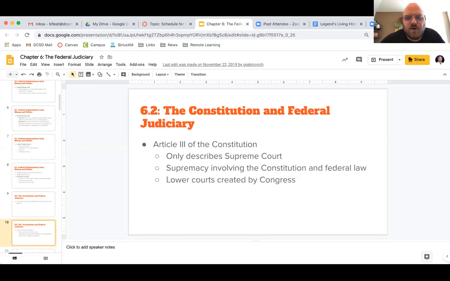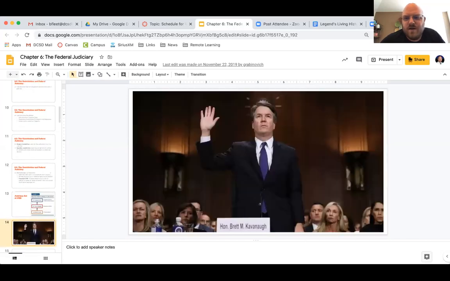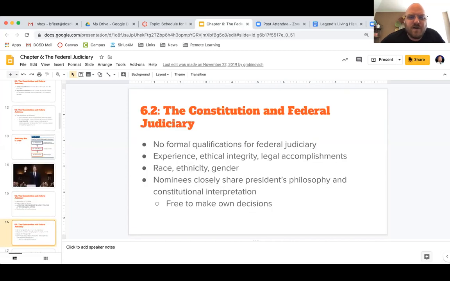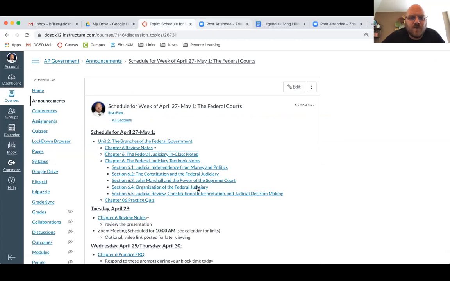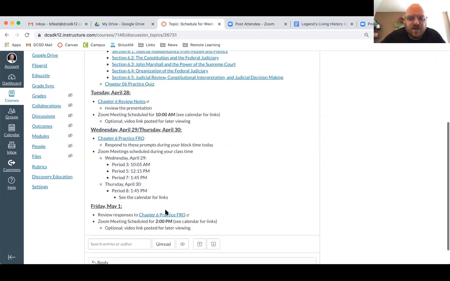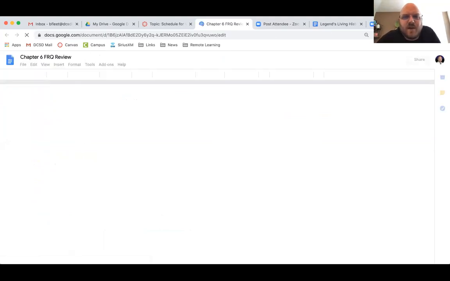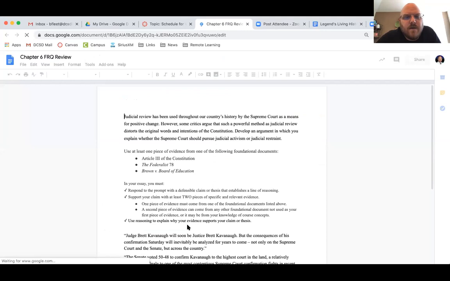Talk about senatorial courtesy. We look at Article 3, appellate jurisdiction. There's Kavanaugh. It would be worth your time going back through those notes, going back through your blue sheets, because I hope you have them at this point. But yeah, let's take a look at the 2 FRQs for this week, because I think this is something that's pretty important.